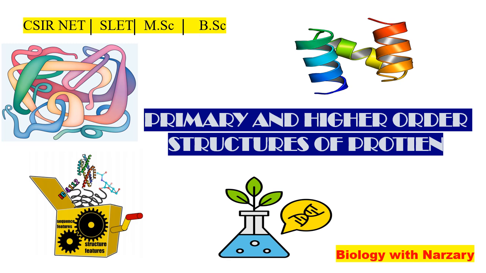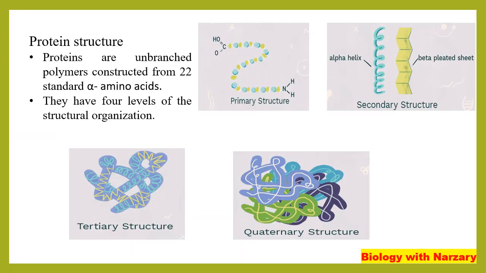In this video we will be discussing the primary and the higher order structure of protein. Now we know that proteins are unbranched polymers of amino acids, and these proteins are synthesized only from 22 standard amino acids. Now these proteins have four different levels of structural organization. They are primary structure, secondary structure, tertiary structure, and quaternary structure. So let us discuss in depth about the structure of protein.